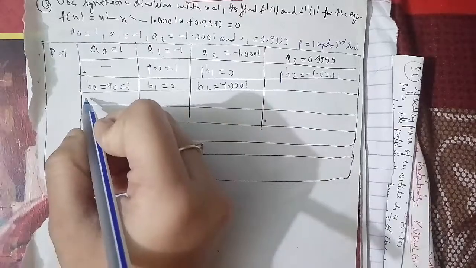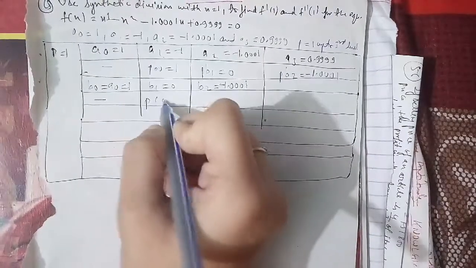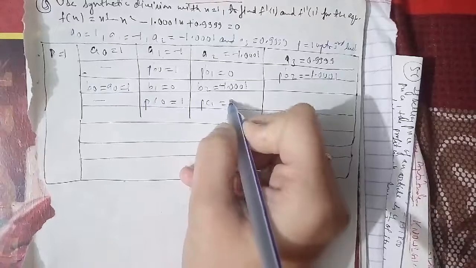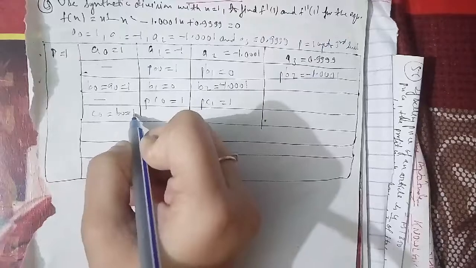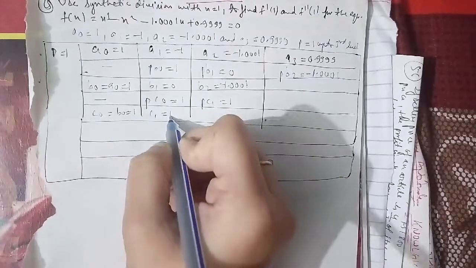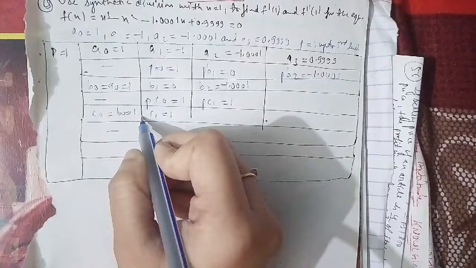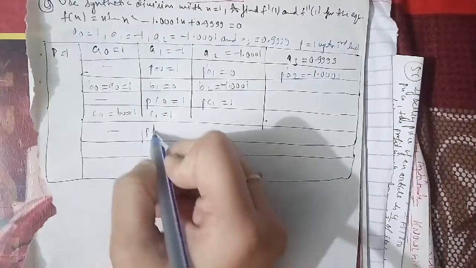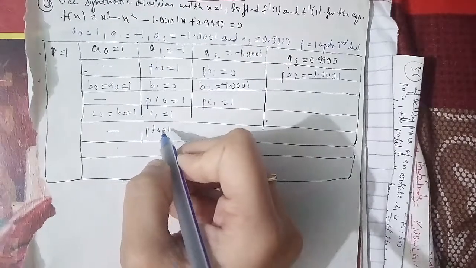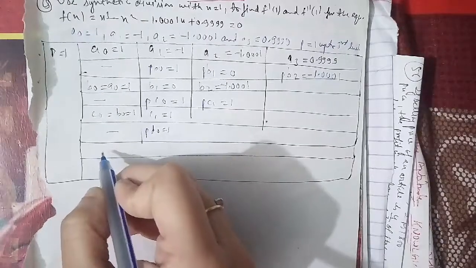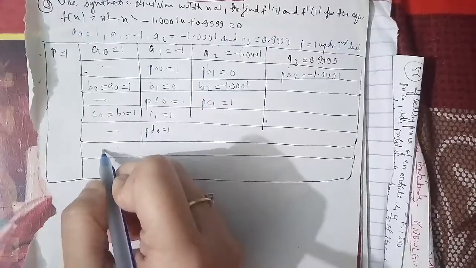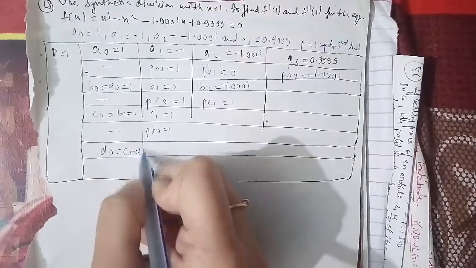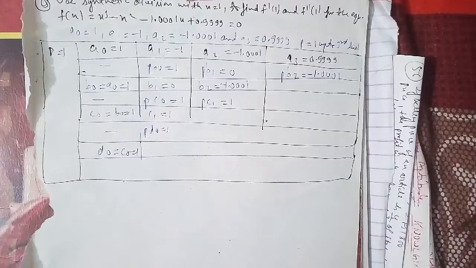The next row we have is c0 equals 1, c1 equals 1. Then c0 is equal to b0, which equals 1, and c1 equals 1. For that, b0 equals 1. And then again we have d0, which equals c0, which equals 1. That is what we have in the table.